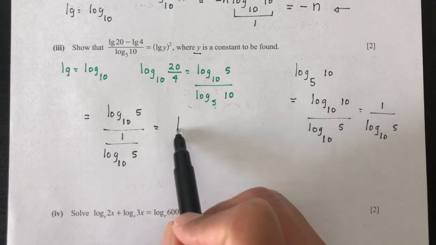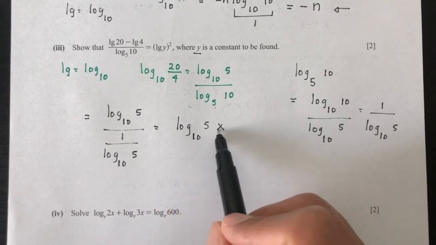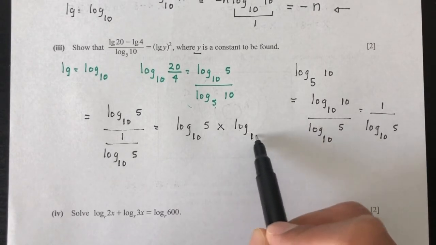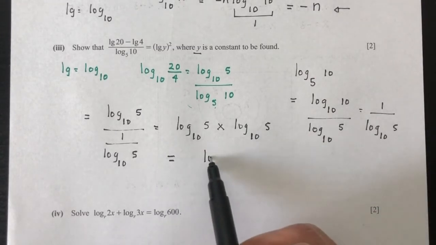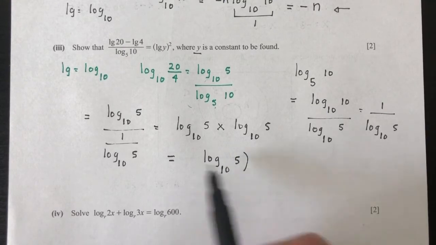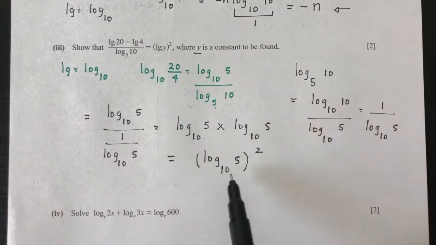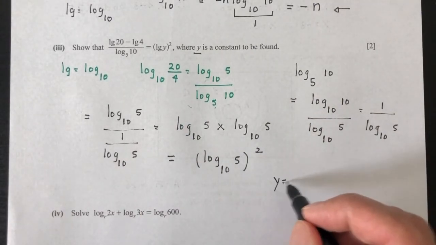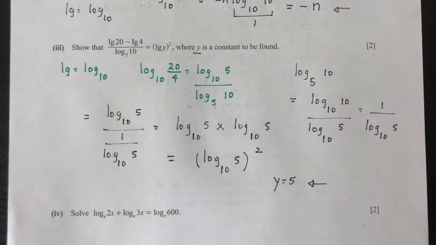This is equal to log base 10 of 5 multiplied by log base 10 of 5, which is log base 10 of 5 squared. So now if you compare with this one, the value of y will be 5. So y is equal to 5. Okay, that is part 3.